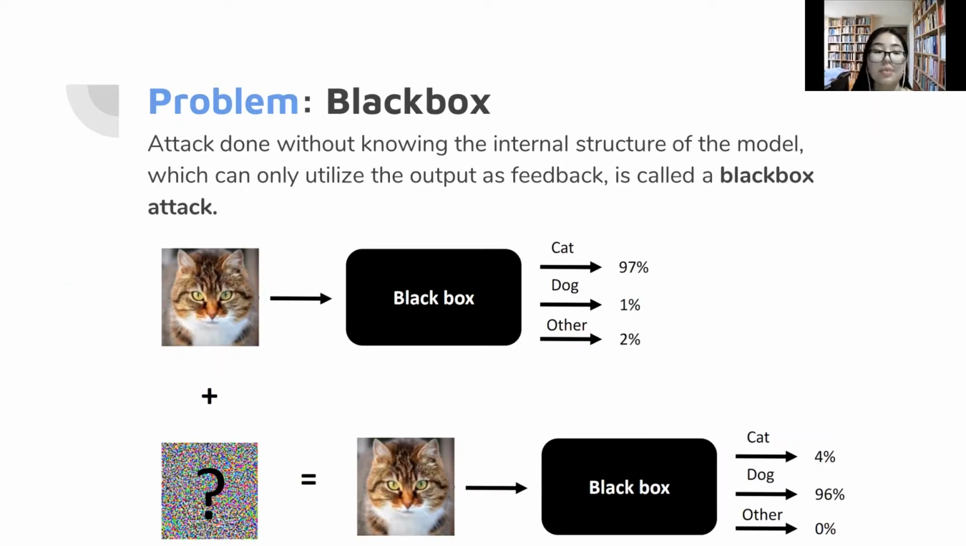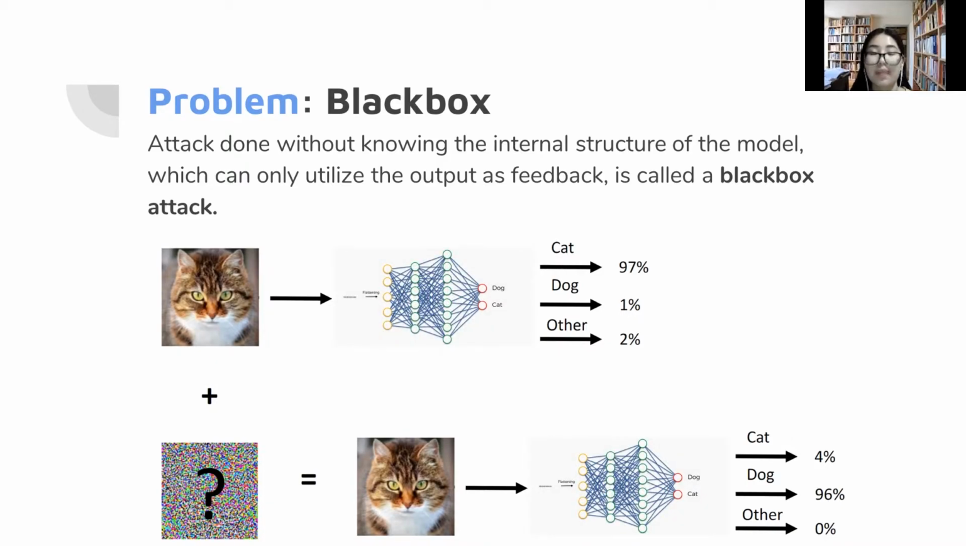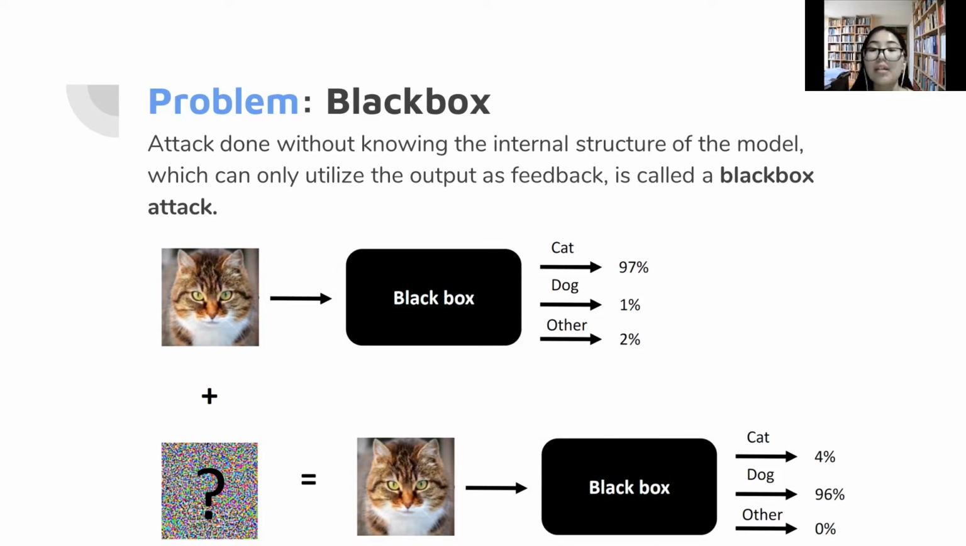Another term which needs explanation is black box. It's an attack done without knowing the internal structure of the model, as opposed to the white box, where we are aware of this structure. So in black box, we can only utilize the output as feedback.